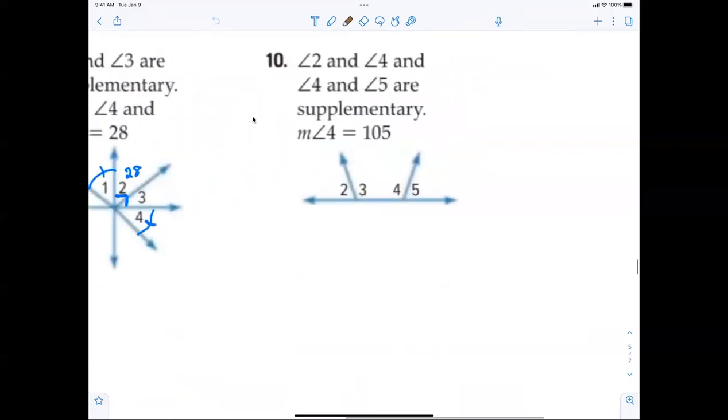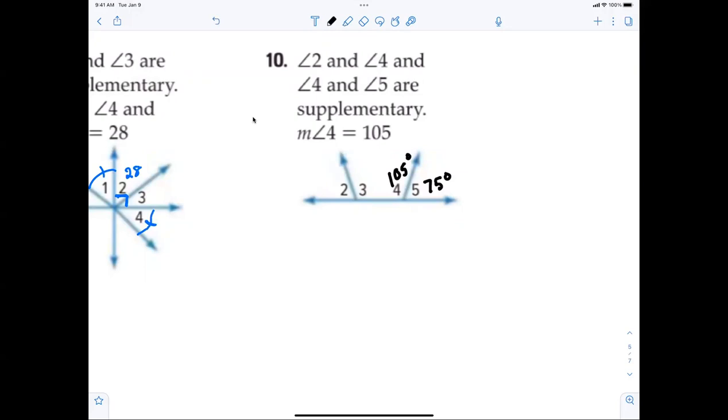All right, so here we go. Because angle 4 is 105 degrees, we can just put 105, right? Which automatically means 5 is how much? 75 degrees. So angle 2 and angle 4, and angle 4 and angle 5, are supplementary. So say it again.